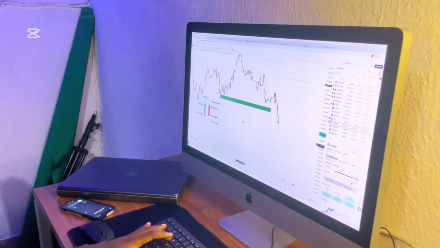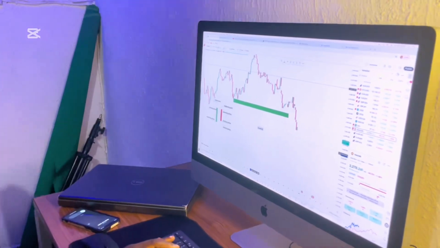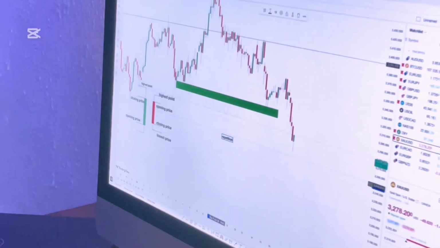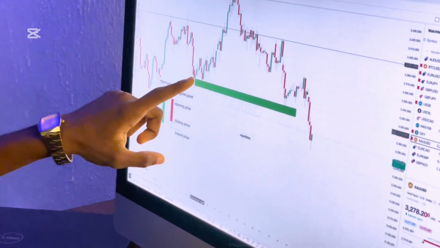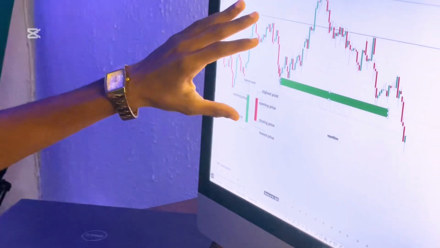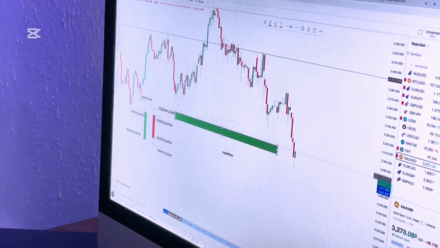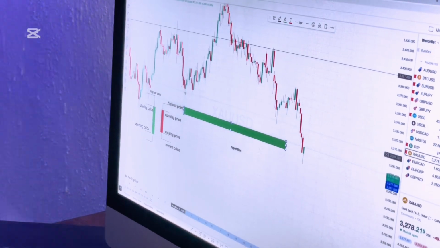You understand? Repetition. So when you call this entire area the exhaustion, let's say, what's the exact point? The main essence of exhaustion is price tapping here.